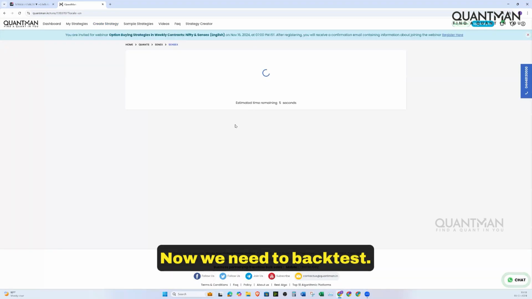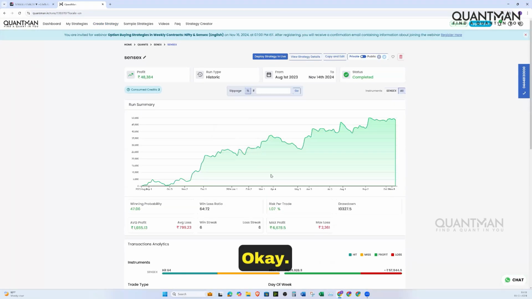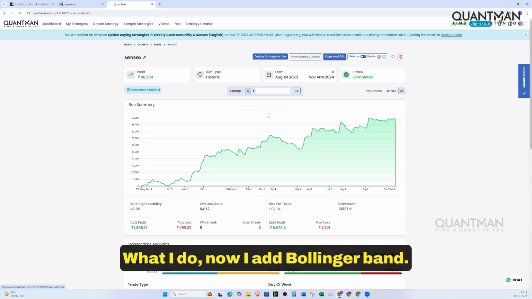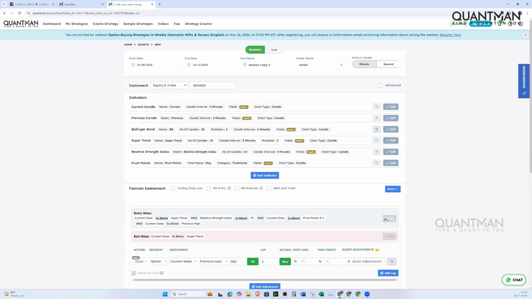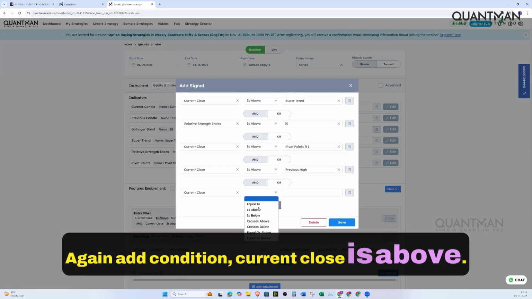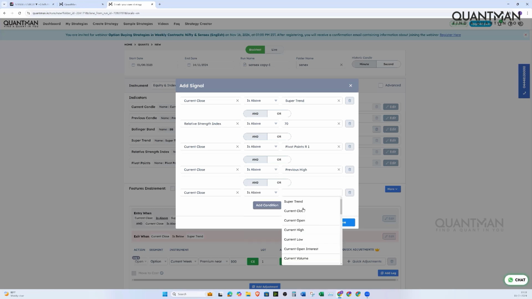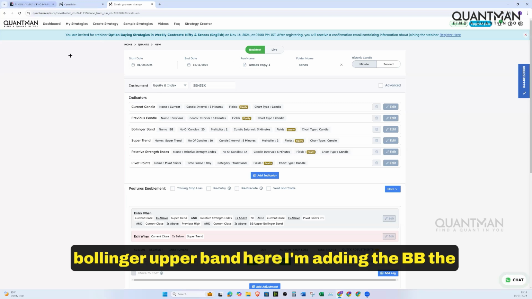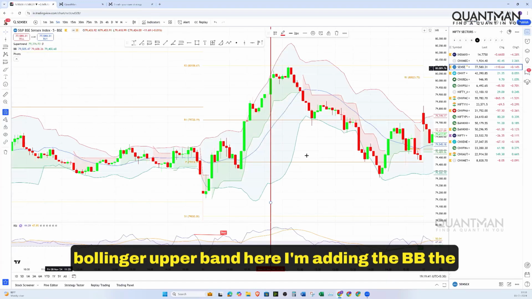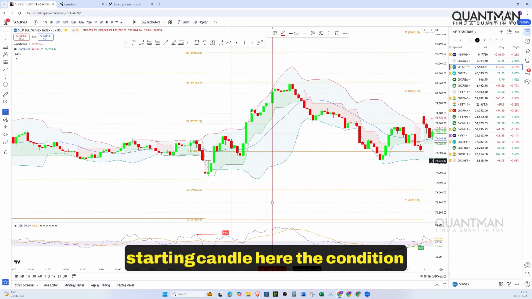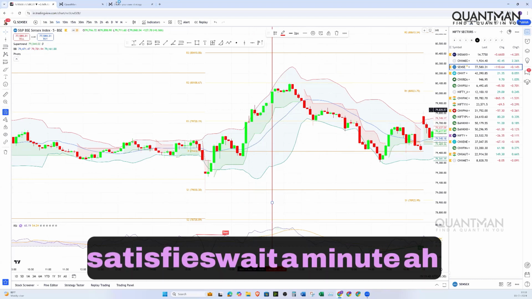Now we need to backtest. Okay, this is the first performance. Now we need to improve this strategy. What I do now, I add Bollinger Band. Again, add condition: current close is above Bollinger Upper Band. Here I am adding the BB. At the starting candle here, the condition satisfies.